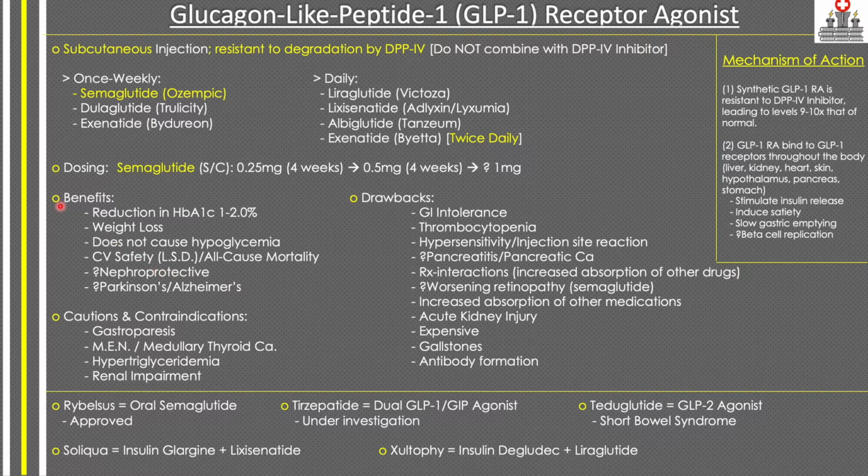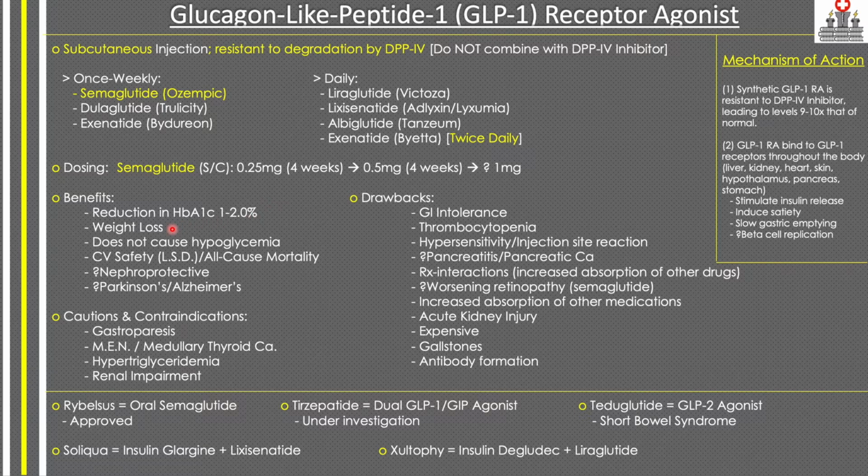So let's go over the benefits and some drawbacks to a GLP-1 receptor agonist. So as I've said, it can lead to quite a modest reduction in A1C. There's some evidence suggesting it can reduce the A1C by more than 2%. And as I said at the start of this video, before we thought only insulin could lower the A1C when it's significantly above 9 or 10%, perhaps GLP-1 receptor agonists can as well in certain patients.